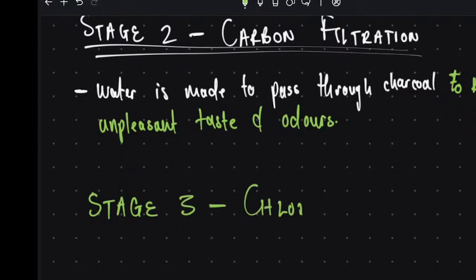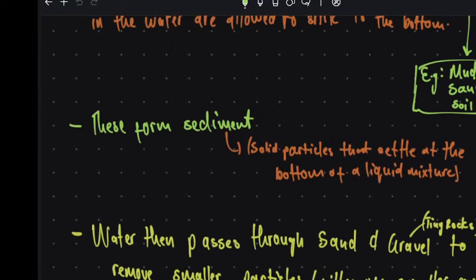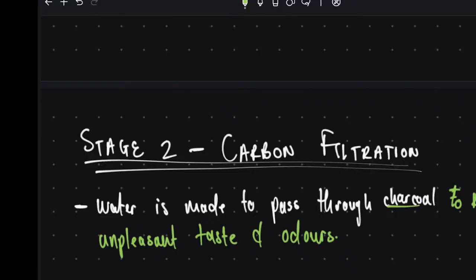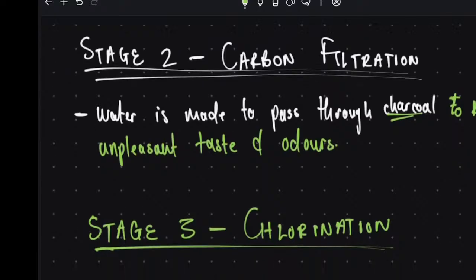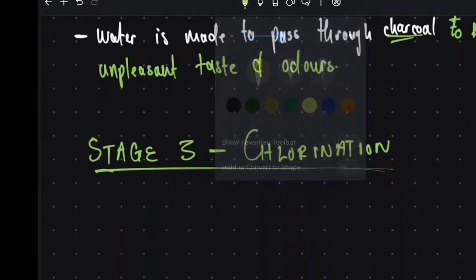Chlorination. Now what I want you to know is that this stage where you make water pass through sand and gravel sometimes is its own step. After sedimentation, sometimes they say this is step two, you pass it through sand and gravel. Then step 3, you pass it through charcoal. So in that case, there will be 4 steps when we are dealing with water treatment. So it can happen. We'll answer accordingly.